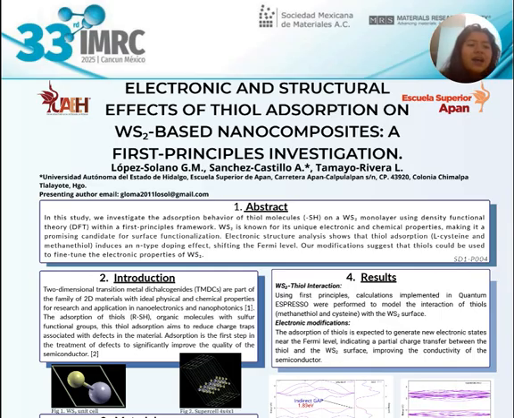Through theoretical and computational research, we see how a simple molecular interaction can transform the electronic and structural properties of this material, opening the door to new applications in future technology.